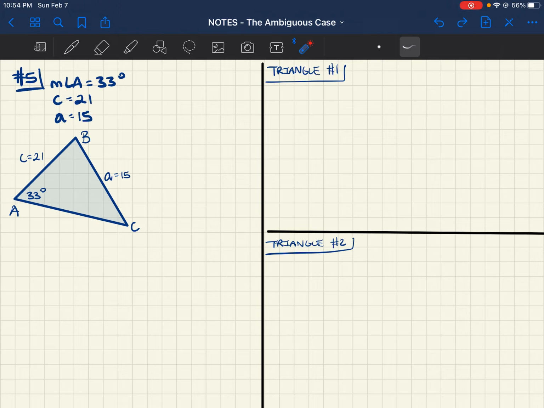We haven't seen an example where we actually have two different triangles that satisfy the given information. So this last problem is going to be an example of that. So let's look at the information given so we can see how we would identify this if we run into our own problem. So the measure of angle A is 33 degrees, c is 21, and a is 15.